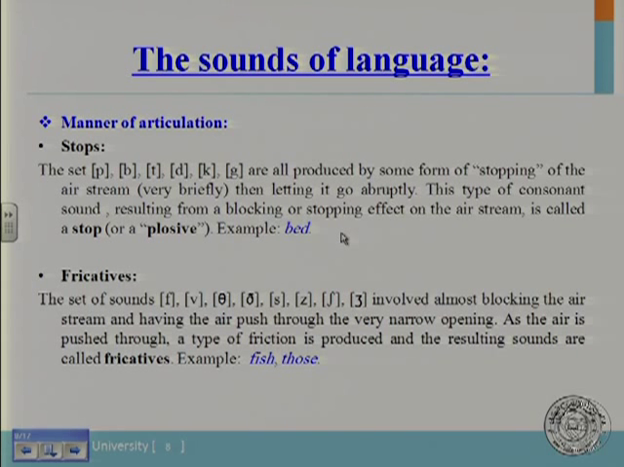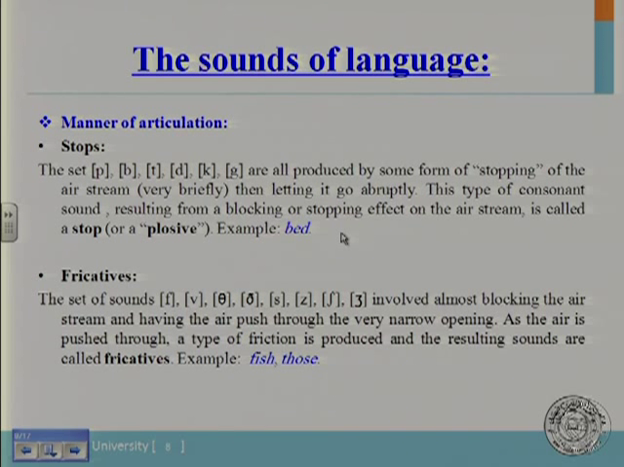Now fricatives, we have another set of sounds. We have, for example, th as in thin, th as in the. We have also s, z. We have sh, and finally we have j. Now these sounds involve almost blocking the air stream and having the air push through a very narrow opening.